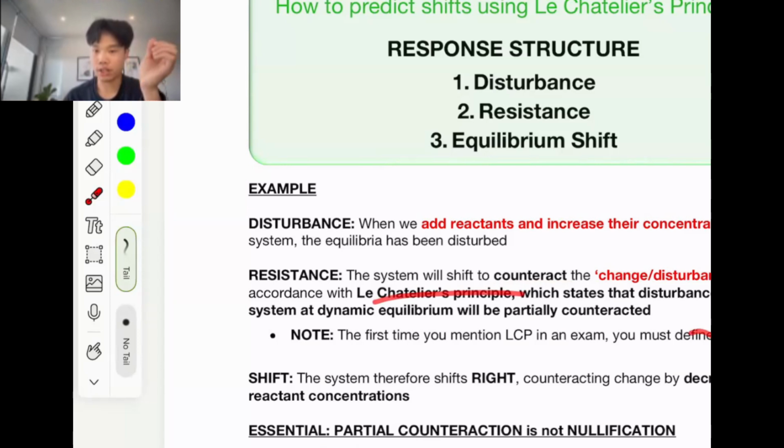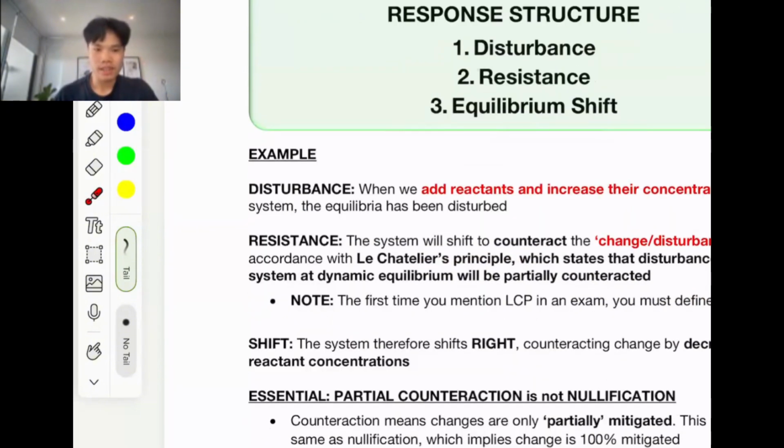Important exam technique, the first time in your exam, and I recommend in the HSC, the first time in any response where you use LCP, you just rip the definition. It's 10 seconds, but it's worthwhile. And then you finish off your response by saying the shift. So you've identified the resistance. So if we increase reactant concentration, we must decrease reactant concentration. And the equilibrium will therefore shift to the right in order to do that. 3 steps, disturbance, resistance, shift. Makes it really simple for every single change response.